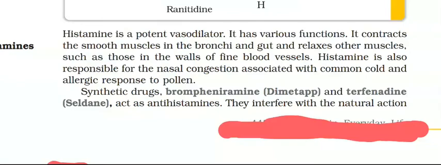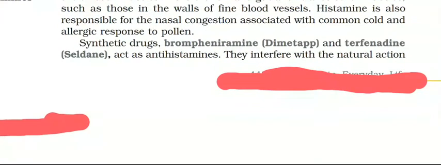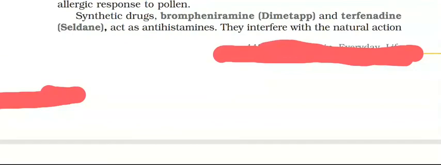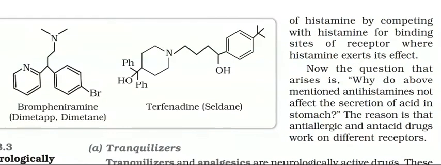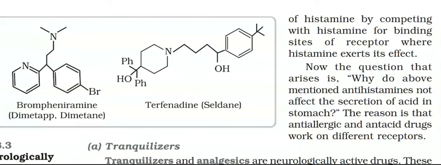So there are many synthetic drugs which work like antihistamines. Some of the drugs are Dimetapp and Seldane. Now what they do actually? These drugs Dimetapp and Seldane, they interfere with the natural action of histamines. How? They compete with the histamine for binding sites of receptors where histamine exerts its effect.